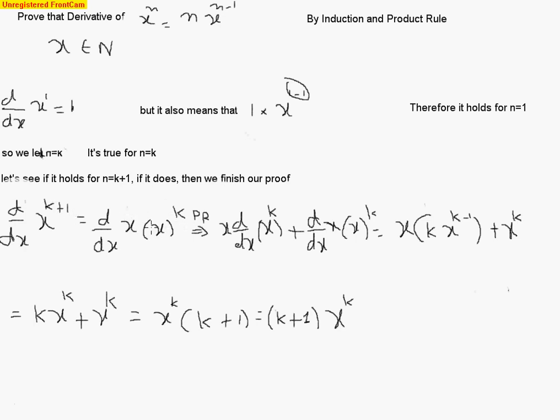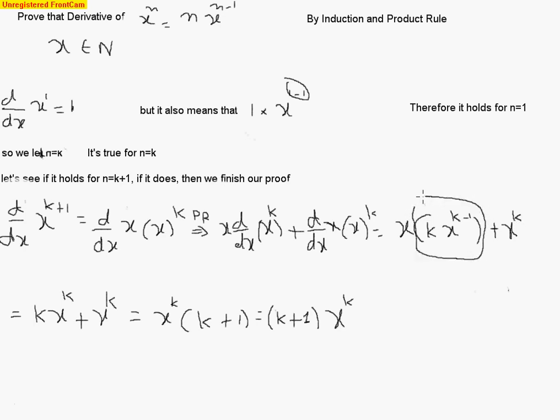Now we're going to use the product rule, since they're products right here. The product rule says the derivative of f times g is equal to f g prime plus f prime g. So we're going to have x times the derivative of x to the k, plus the derivative of x times x to the k. Now let's do some simplification. We get x back, and the derivative of x to the k is just k x to the k minus 1, plus the derivative of x is just 1, and we get x to the k back.